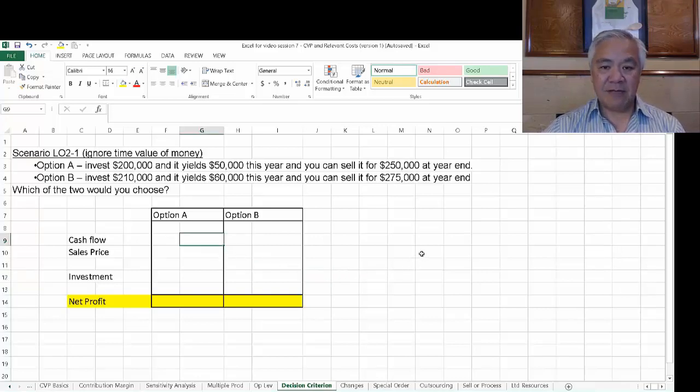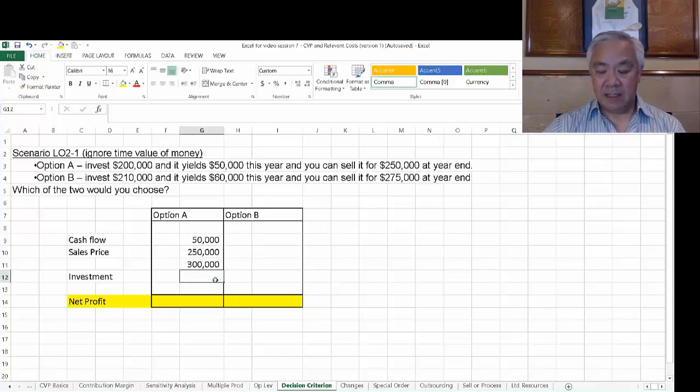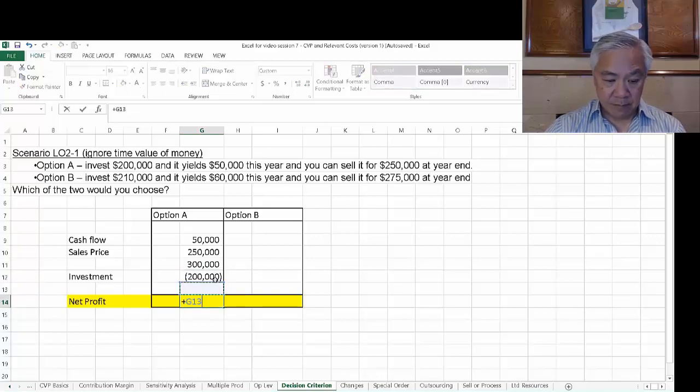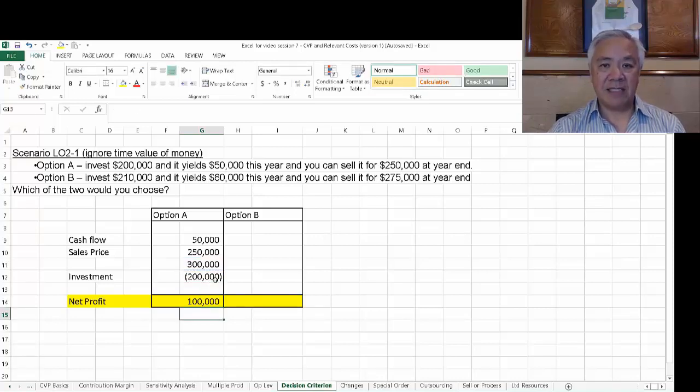The cash flow from A is $50,000. The sales price for A is $250,000. That's the money you get. So you would get, in the combination of cash flow and sales value, $300,000. The investment is, I have to put in $200,000. That's a negative, so our value is a positive $100,000. First of all, yes, it makes sense because the revenues are greater than the expenses. And how much is $100,000? So you say, oh, go do A.